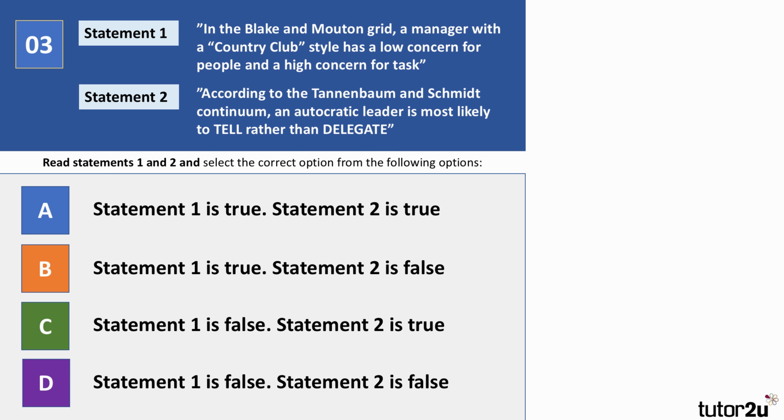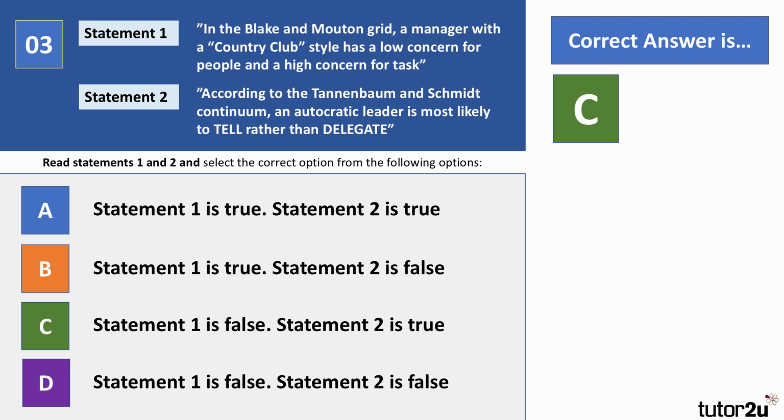And if you had a go, hopefully you've determined that firstly statement 1 is false. A manager with a country club style has a high concern for people and a relatively low concern for task. It's the other end of the grid. Statement 2, however, is true. The Tannenbaum-Schmidt continuum of leadership and management styles has the autocratic leader at the left-hand side of the continuum, much more likely to tell people what to do rather than to delegate. So the correct answer is C.